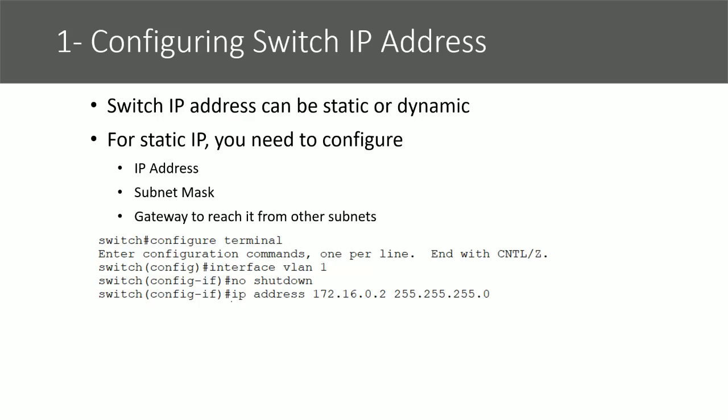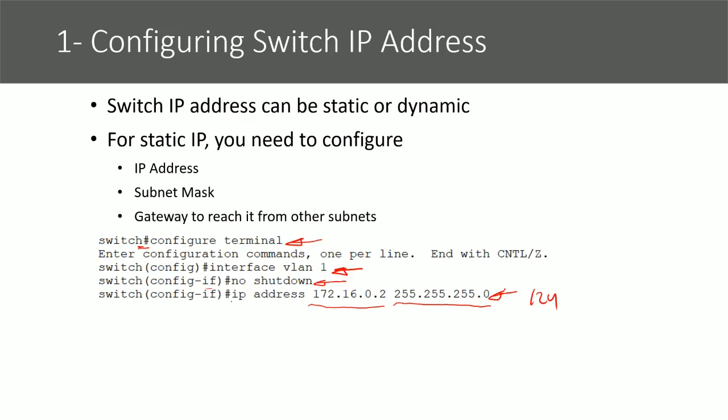The commands to configure the IP address are here. We should be in enable mode, or privileged mode. Then we type configure terminal to go to global configuration mode. From global configuration mode, we write interface VLAN 1 to go to the interface VLAN 1 submode, and once we are in VLAN 1 submode, we issue the command no shutdown, because by default the interface VLAN is shut down, and then we configure the IP address as per this command.